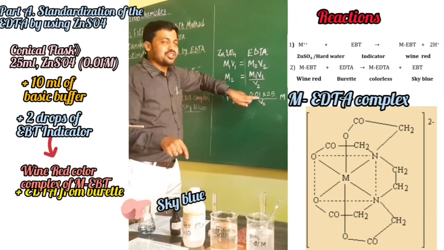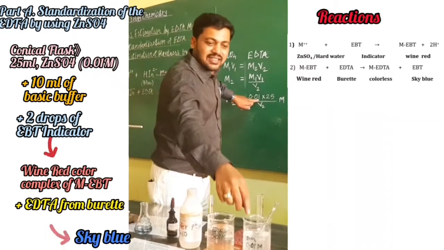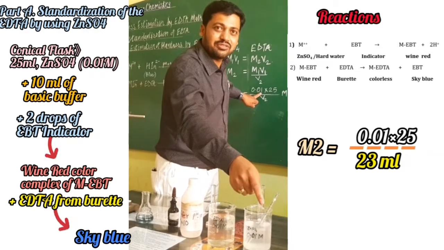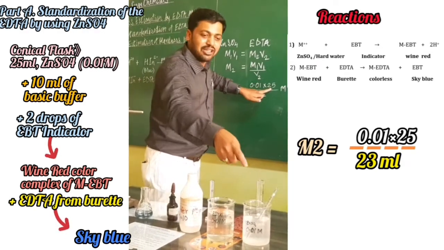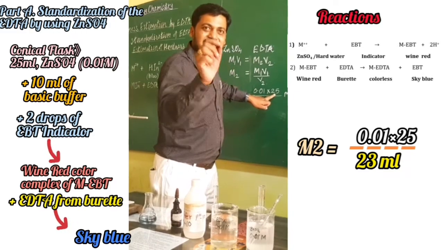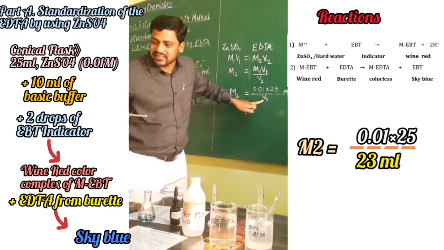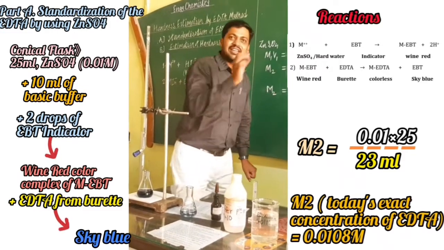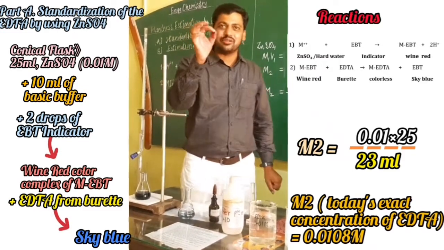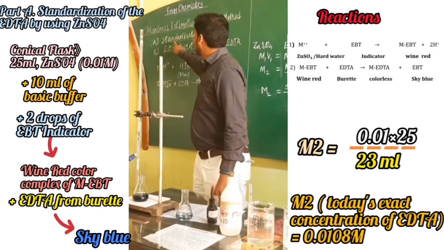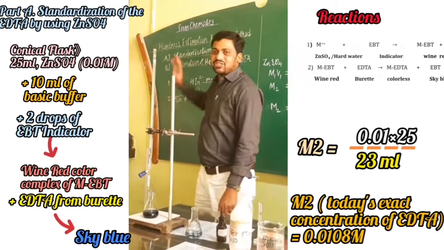This 0.01 is today's concentration of that ZnSO4, because it does not change, since it works as a primary standard. Its volume we pick up with the help of a measuring cylinder, it is 25 ml. This V2 is nothing but the burette reading. After putting this burette reading here, we will get today's exact concentration of EDTA. That is nothing but the first half of the experiment, the standardization of EDTA.